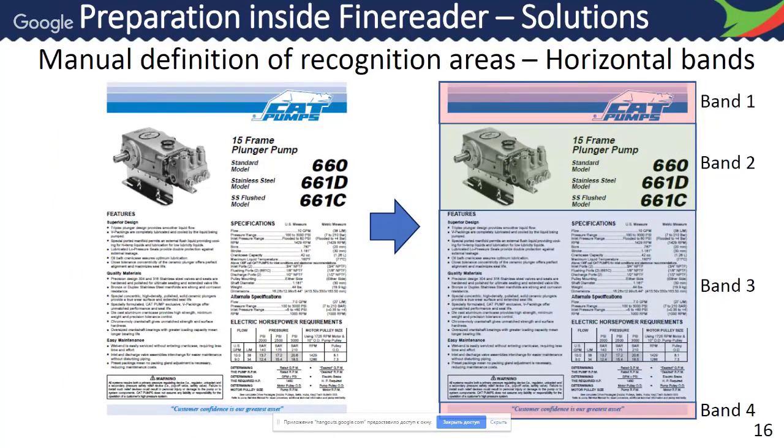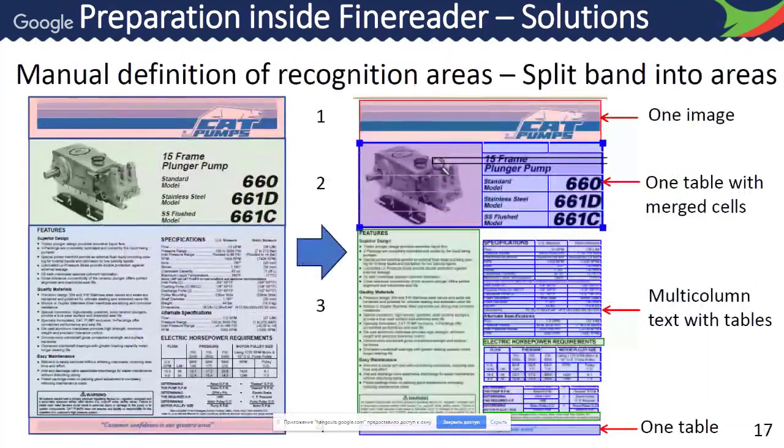So how do you define recognition areas correctly? First, you need to look at the page and, in your head, split the page into horizontal bands. Imagine that the content within each band is independent and will shift down if the size of the preceding bands grows. After that, you need to decide how to split each band into recognition areas. For this example, inside band number 1, we have one picture. After that, inside band number 2, we have a table.